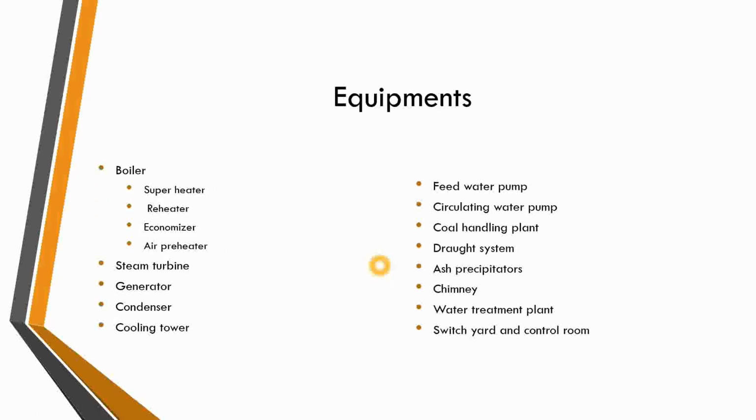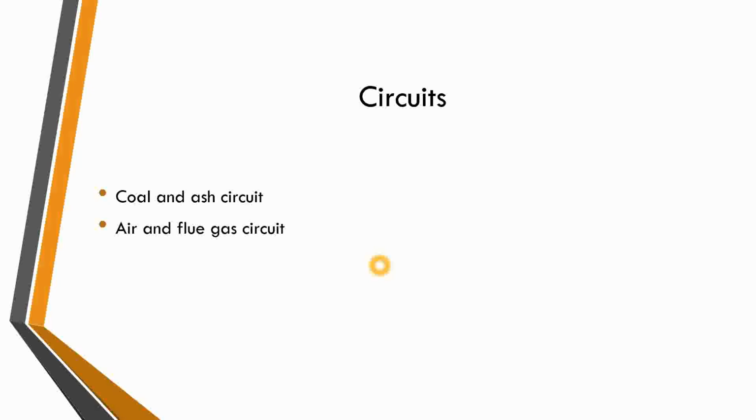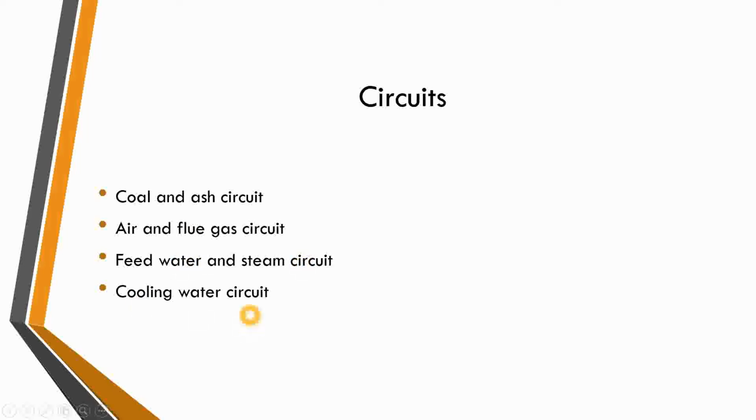Let's move to the next. Circuits. The whole layout of a modern thermal power plant is divided into four main circuits: first, coal and ash circuit; air and flue gas circuit; feed water and steam circuit; and cooling water circuit. Okay, let's move on.